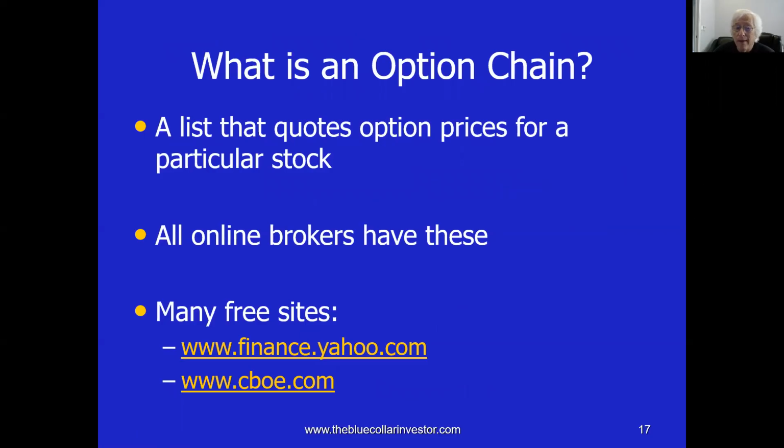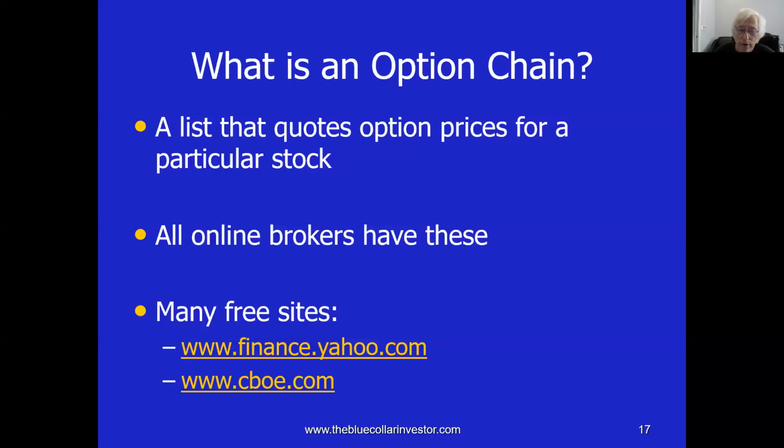Well, what is an option chain? It's simply a list of quotes of option prices. If we buy a stock, we first look and see how much is that stock. Well, if we sell an option, we want to know how much cash we're going to generate when we sell that option. So we have to go to what's known as an option chain.